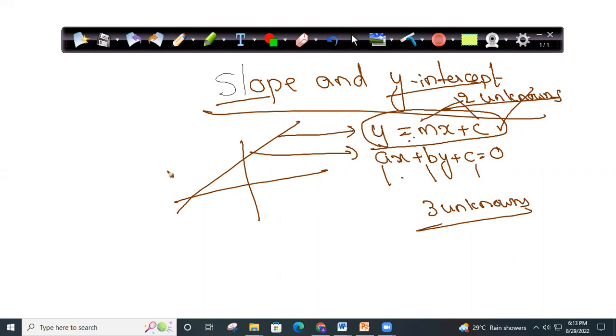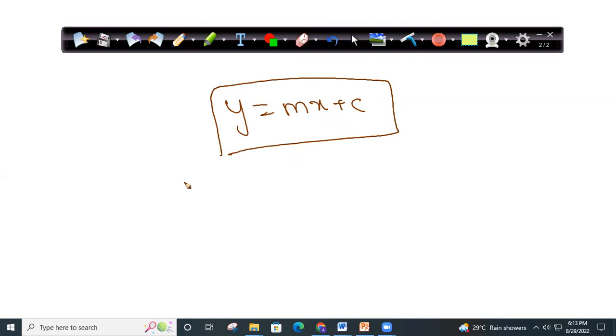Now, let me take the form y is equal to mx plus c. This is one of the forms for the equation of a line. Again, I'm repeating, equation means like your name. A line also will have some name, so that name is said to be the equation here. In this, what are the two most important things? One thing that is most important to me is slope. The second thing that is most important to me is y-intercept.